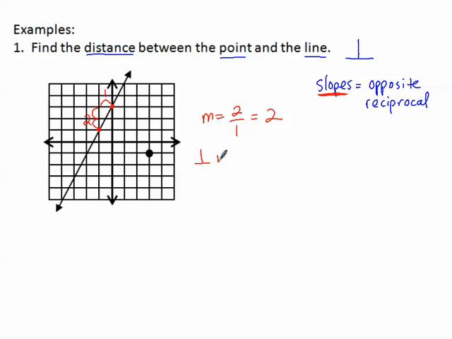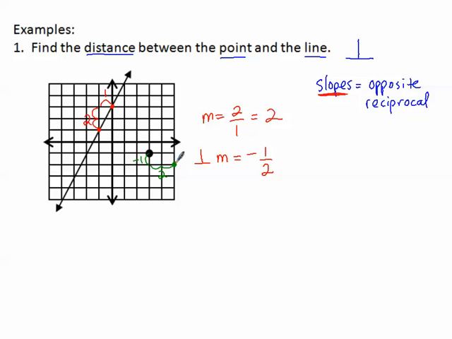The line that's perpendicular will have a slope that's the opposite reciprocal. So reciprocal to 2 over 1 is 1 over 2. Opposite to positive is negative. So I'm going to count a slope of -1/2 from this point. So I'm going to go to this point and I'm going to say, okay, I need to go down 1 and over 2. Rise is -1 and run is 2.